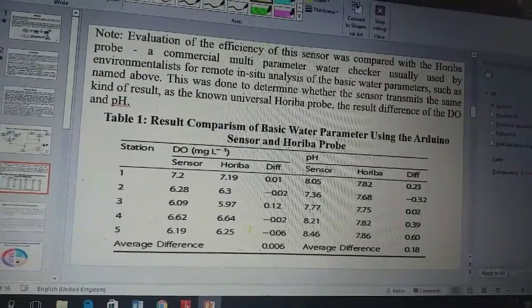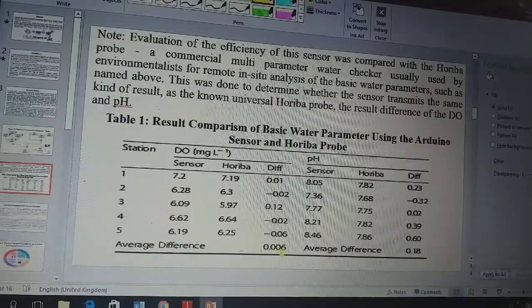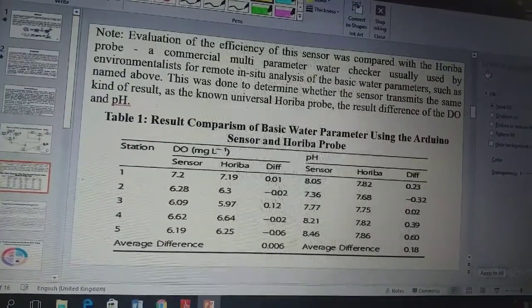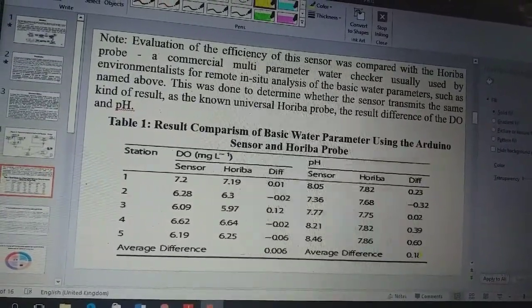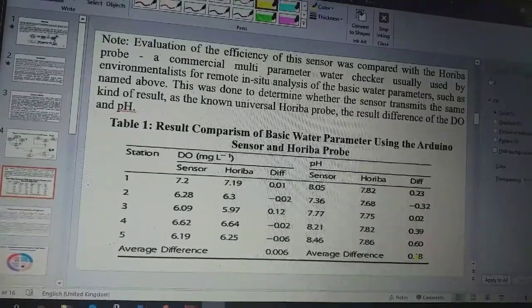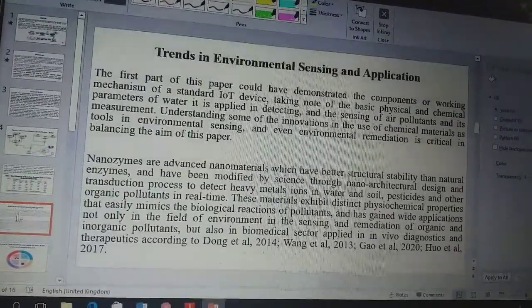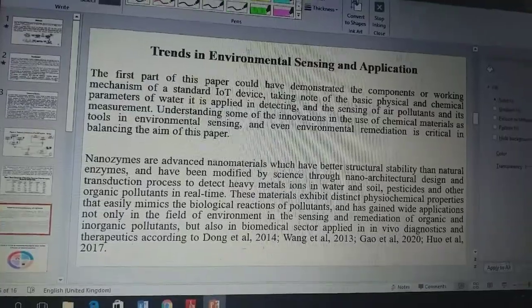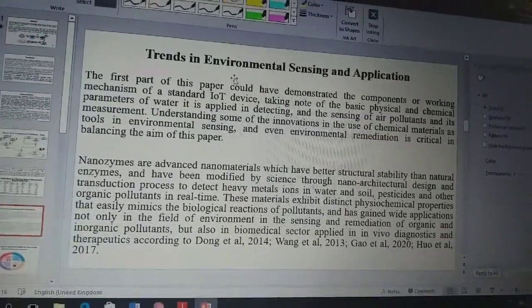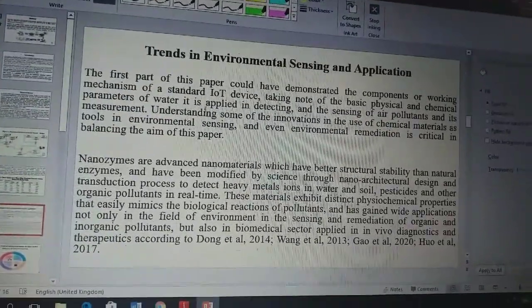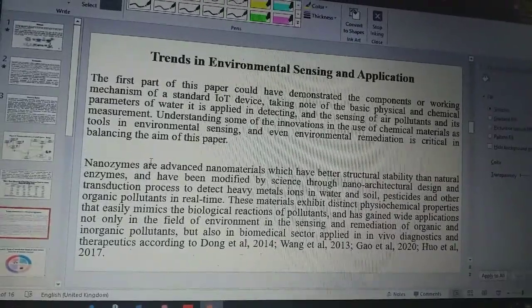The HORIBA and the sensor, the differences in the pH of the stations that were sampled, the results came out having low differences, which showed that it was effective. Next are trends in environmental sensing and application. Here we'll talk about nanozymes.